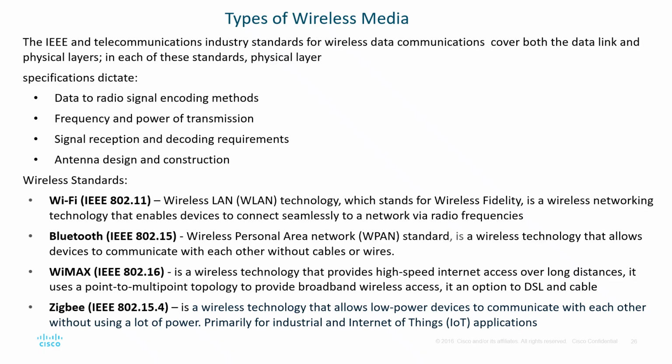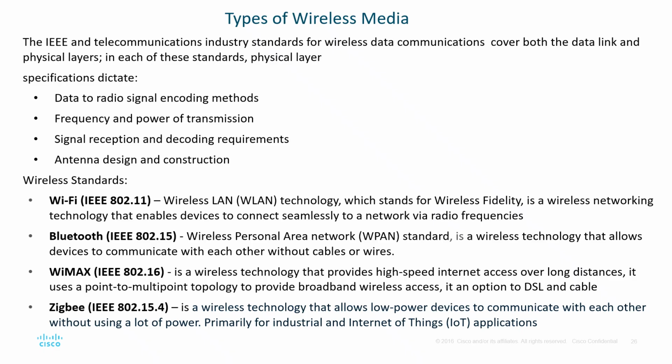Wireless in totality is defined in 802.11 for Wi-Fi. It is a wireless LAN technology, which stands for wireless fidelity. It is a wireless networking technology that enables devices to connect seamlessly to a network via radio frequencies. You need to know that 802.11 within that wireless realm identifies Bluetooth, which is a wireless personal area network, or a WPAN. It is a wireless technology that allows devices to communicate with each other without cables or wires.